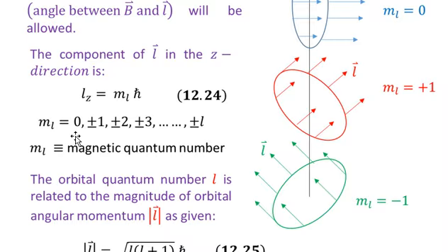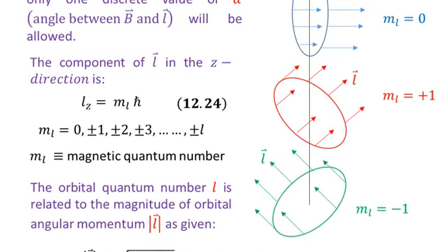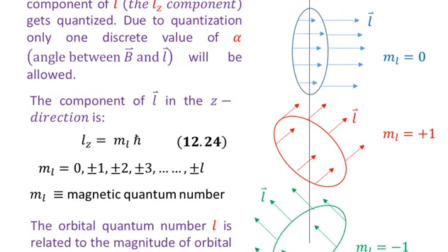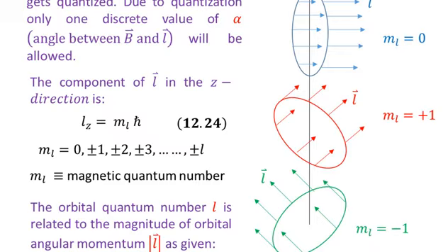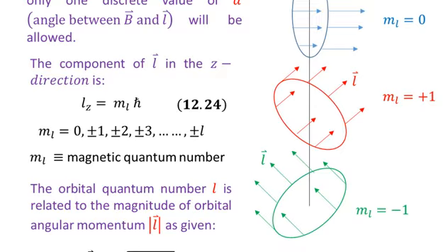So you see that if you choose the quantum number L equal to 1, then only three values will be possible for ml. ml will be equal to 0 and plus minus 1. And corresponding to these three values, I have shown these three current loops. Corresponding to ml equal to 0, corresponding to ml equal to plus 1, and corresponding to ml equal to minus 1. These three current loops have been shown corresponding to three values of the orbital magnetic quantum number ml.